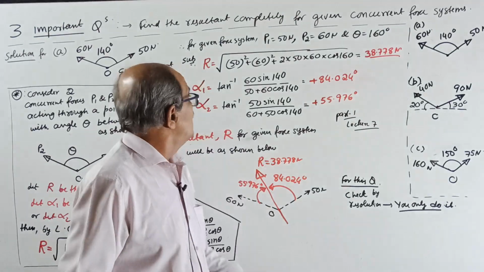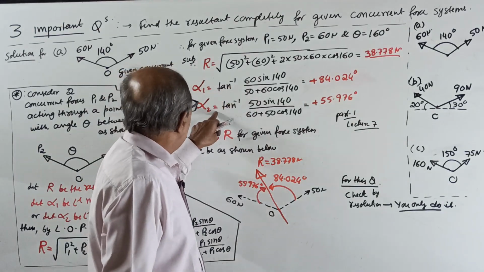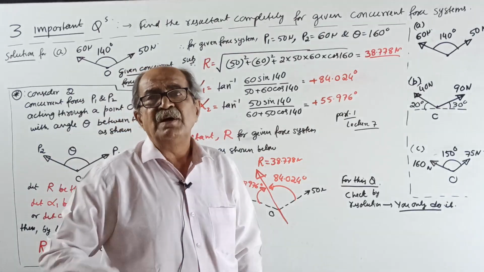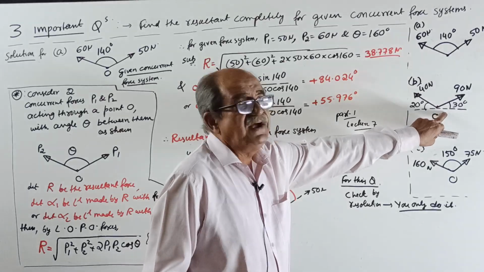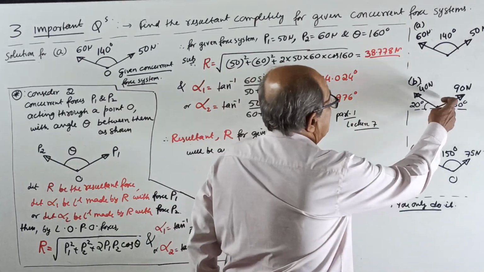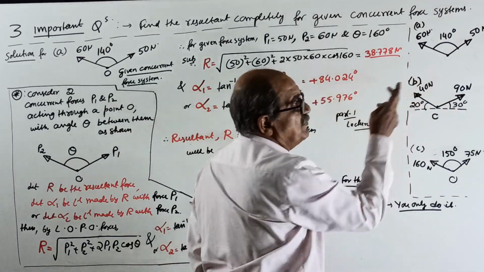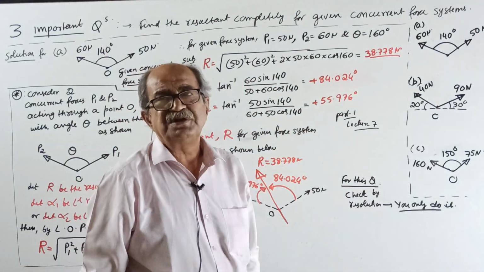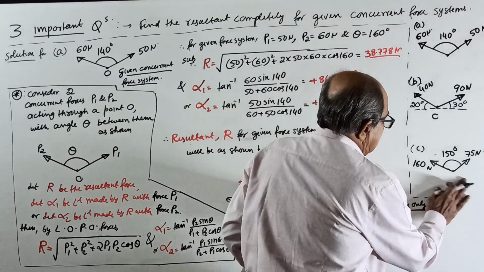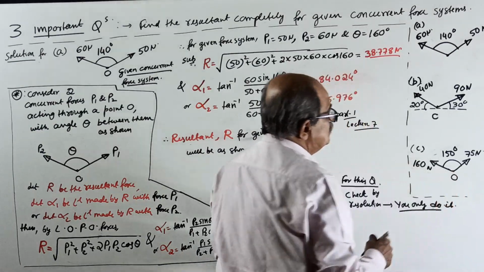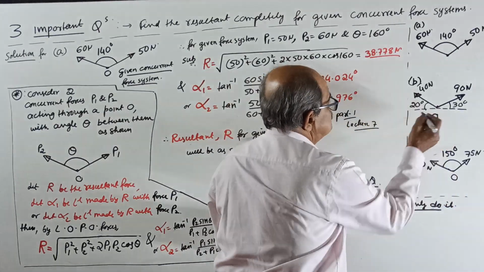Possibility number 2, either alpha 1 or alpha 2, one of them will come negative. So my question number 2, I have set so that alpha 2 will come negative. Question number 3 is set so that alpha 1 will come negative. So that everything will be clear now.